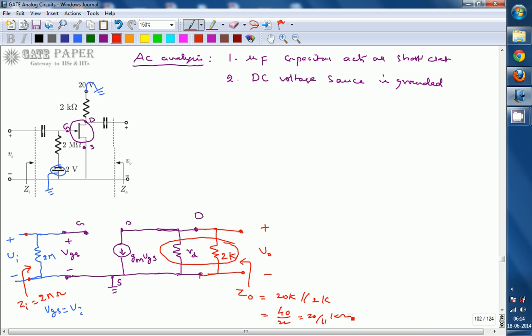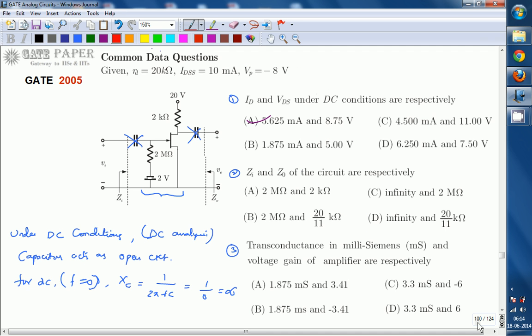So the Zi value is 2 mega ohms, and the Z0 value is 20 by 11 kilo ohms. So the right answer for the second question is: Zi is 2 mega ohms and Z0 is 20 by 11 kilo ohms. So the right answer for this one is B.